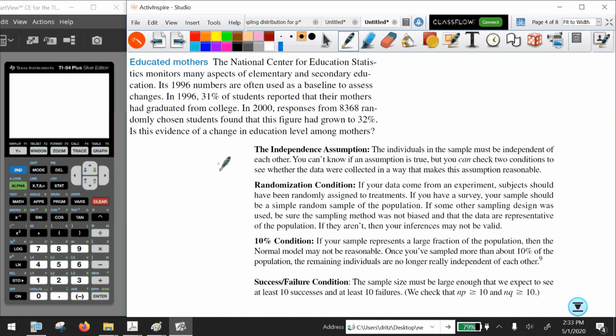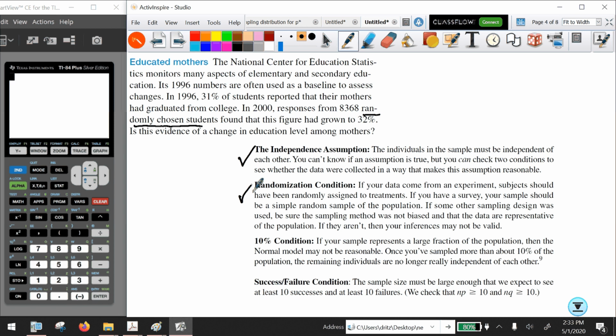All right. Is the independence assumption satisfied in this problem? Yes, we can reasonably assume that each individual respondent's response is independent of the previous person's. Is the randomization condition satisfied? It actually says somewhere in this paragraph that these responses were obtained randomly, so they used some type of simple random sampling. So yes, we do have the randomization condition satisfied.